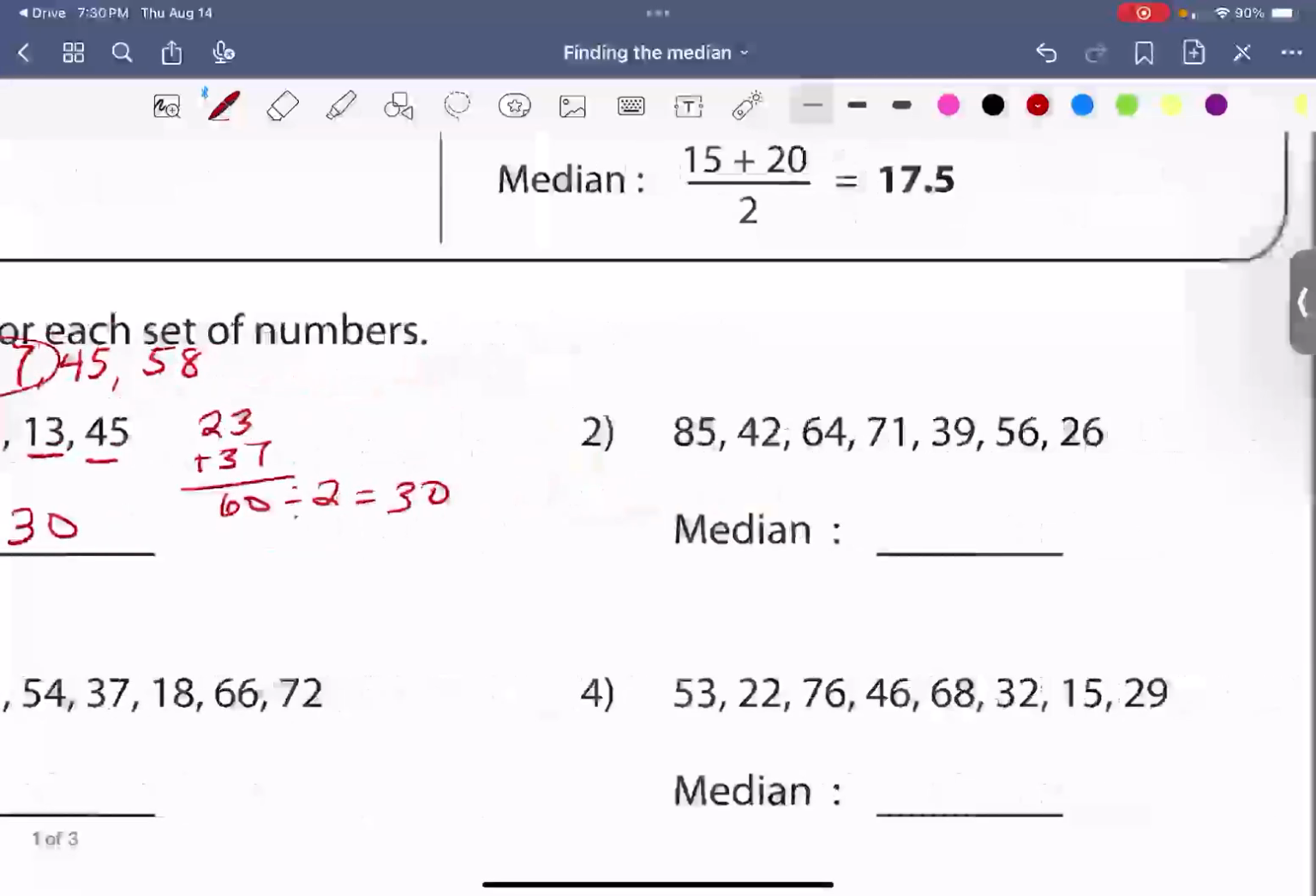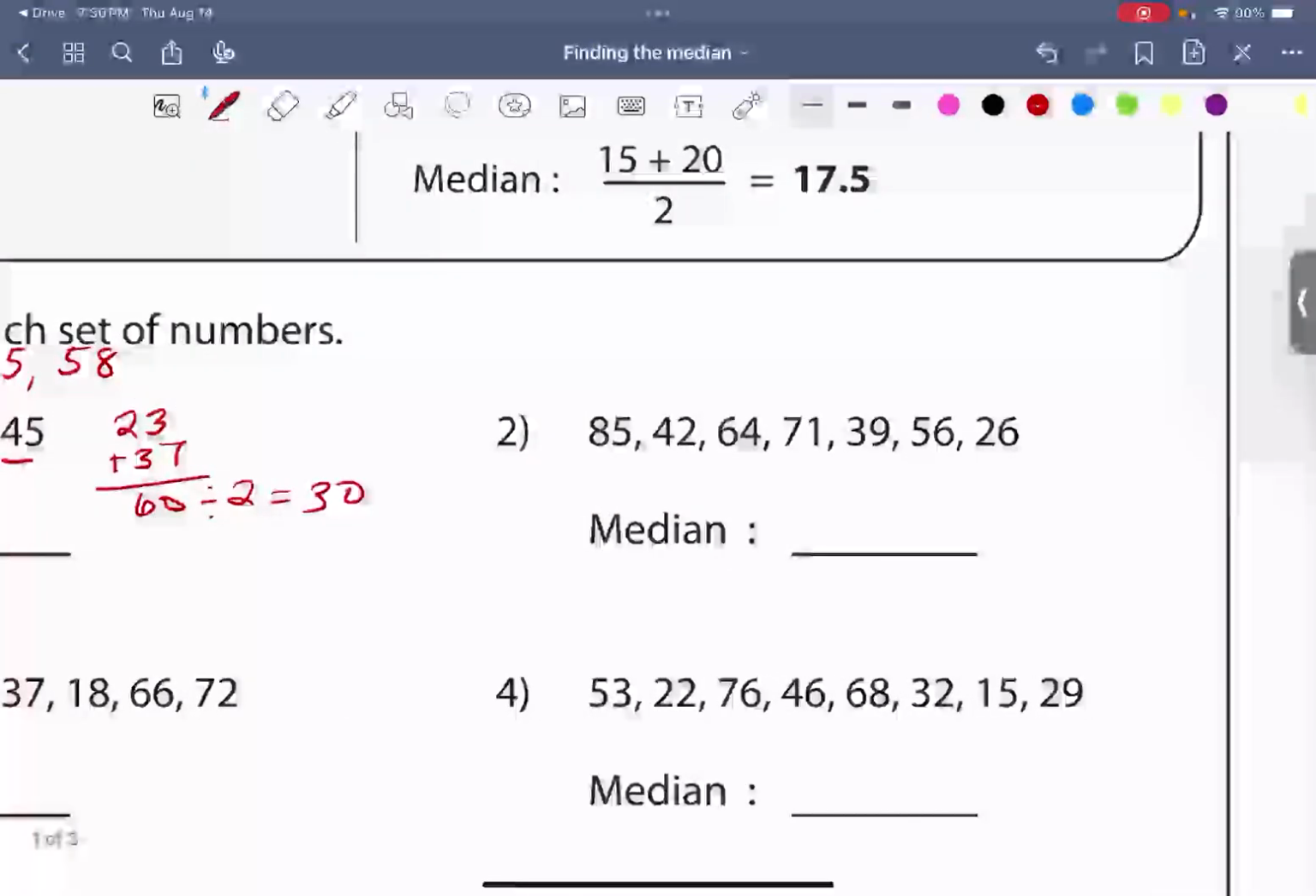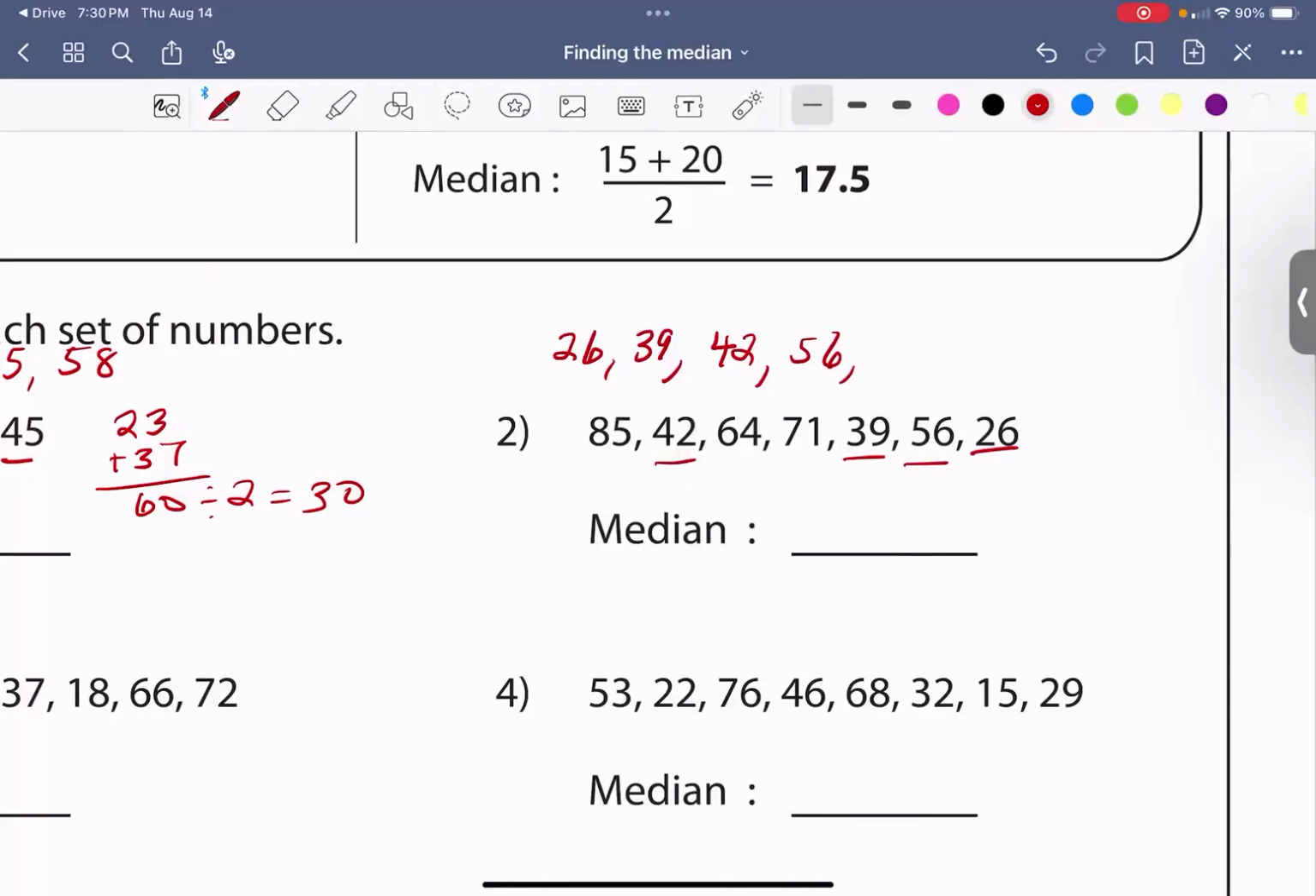Let's look at number 2. So I'm going to first put the numbers in order. Start with 26. Next largest number is 39. Then we have 42. Then we have 56. Then we have 64. Then we have 71. And then we have 85.